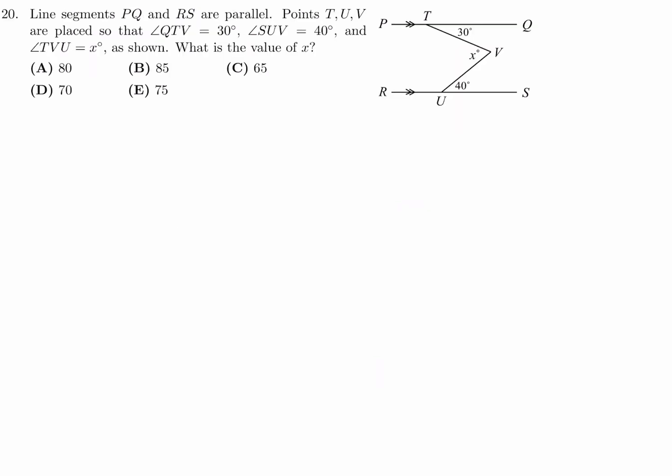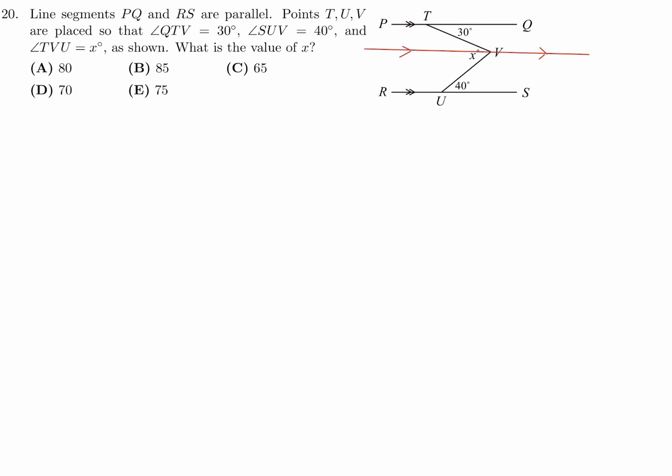Line segments PQ and RS are parallel. Points T, U, V are placed so that QTV is 30, SUV is 40, and TVU is x. What is the value of x? Simplest way, in my opinion, is just draw a parallel line through V like that. So this line is parallel to the lines here and here.